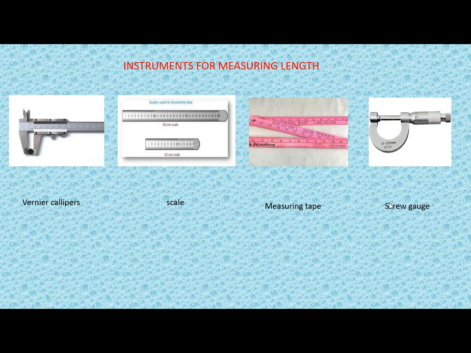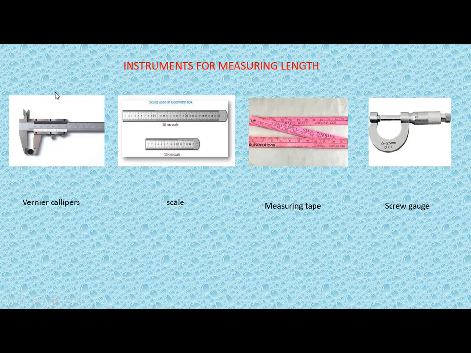Then here are some instruments which are used for measuring length. This is vernier calipers, then we have scale, measuring tape, and screw gauge. These are some of the devices which are used to measure length. Now scale and measuring tape, I hope all of you know, but two things are new to you, that is vernier calipers and screw gauge. You will study this in higher classes.